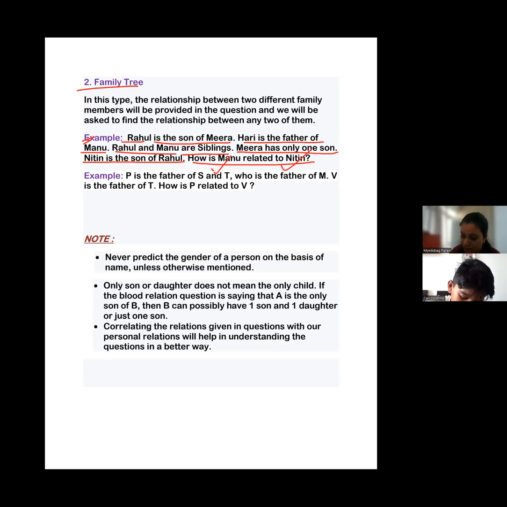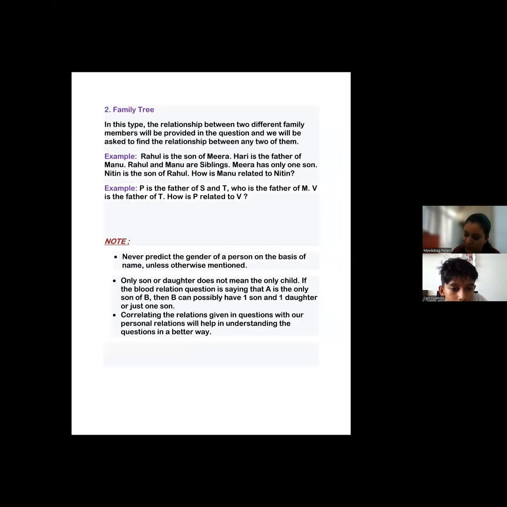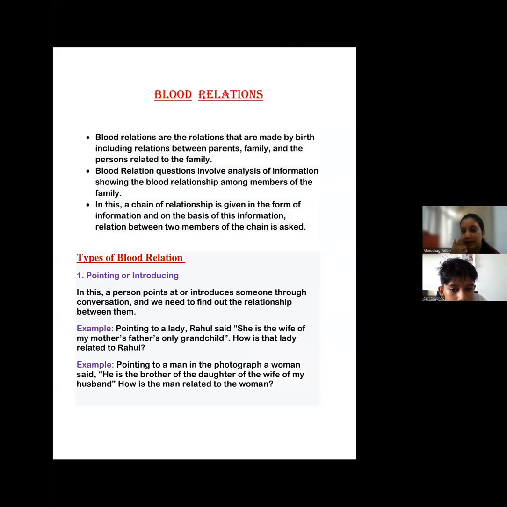Got it? Another example: P is the father of S and T. T is the father of M. Then V is the father of T. How is P related to V? Like this. All right? These are two types of blood relation that we'll study about.